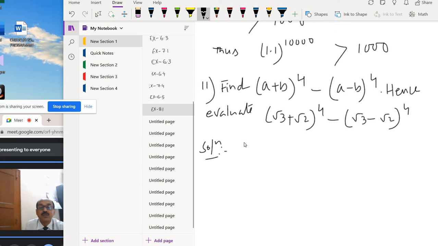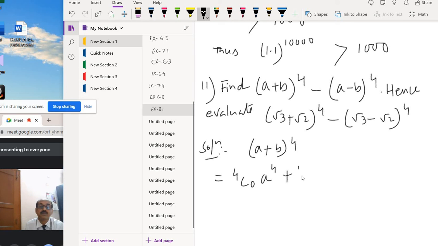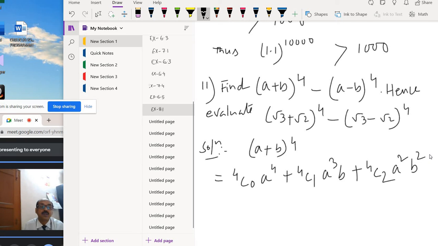So first we expand (a plus b) to the power 4. (a plus b) to the power 4 is 4C0 a to the power 4, plus 4C1 a cube b, plus 4C2 a square b square, plus 4C3 a b cube, plus 4C4 b to the power 4.